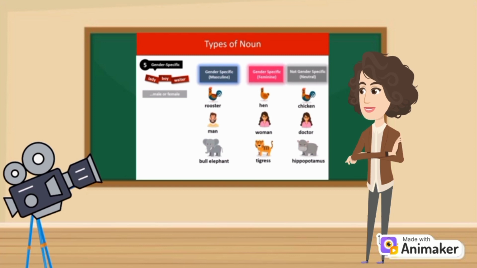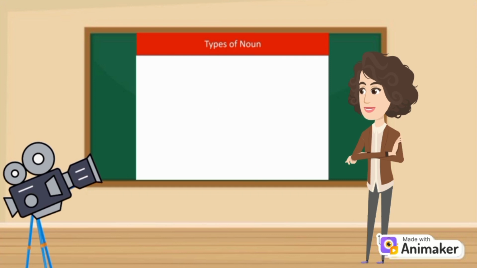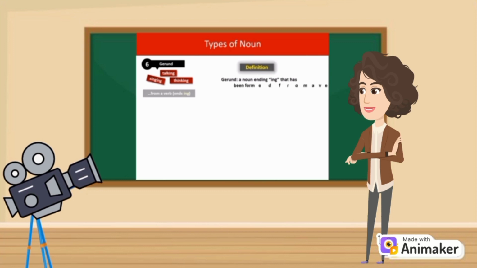Okay, let's start getting a little bit more technical. Number 6, gerunds. Examples, singing, talking, thinking. And these are nouns formed from a verb, and they always end in -ing. Gerund, a noun ending in -ing that has been formed from a verb. Examples, thinking, playing, painting, eating.